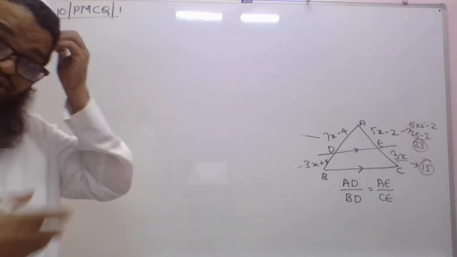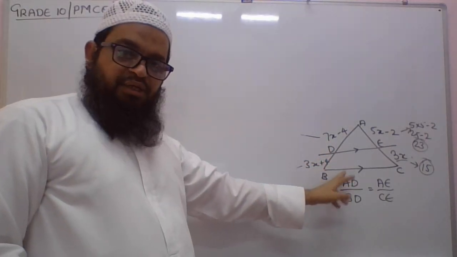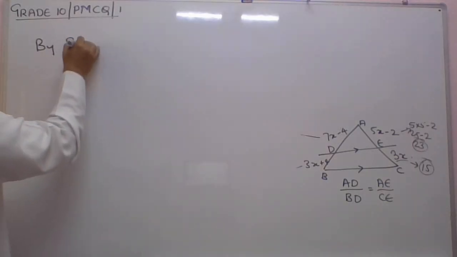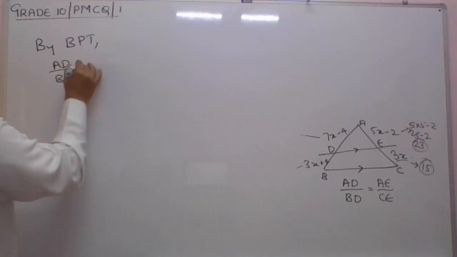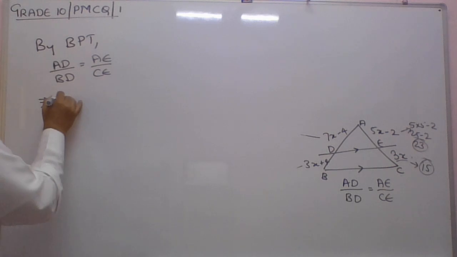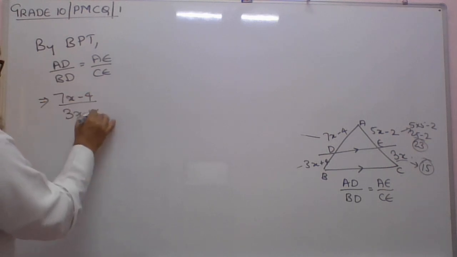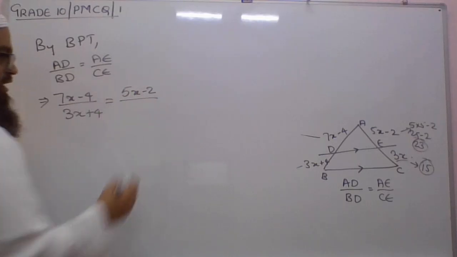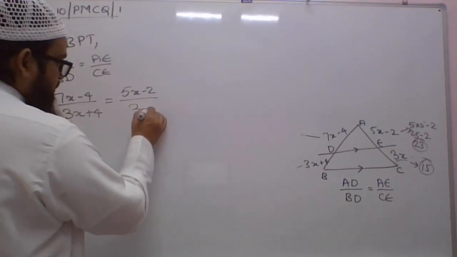Now let us see if this question is given for 2 marks, what to do. He has given DE is parallel to BC. So therefore, by BPT, basic proportionality theorem, AD by BD is equal to AE by CE. And what is given AD? 7x minus 4 divided by what is BD? 3x plus 4 is equal to what is AE? 5x minus 2 divided by, and what is CE? CE is equal to 3x.